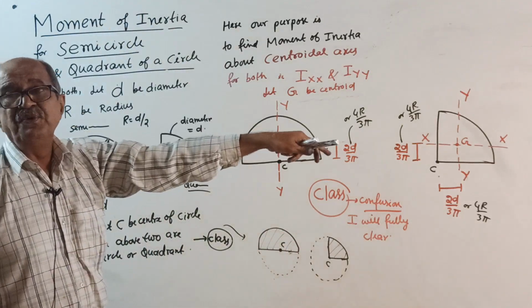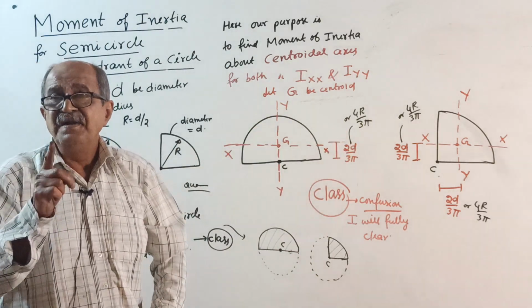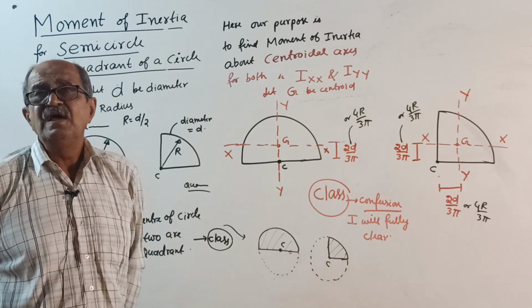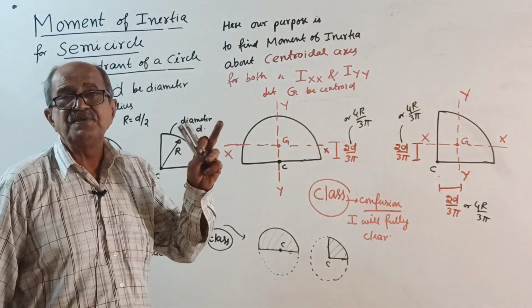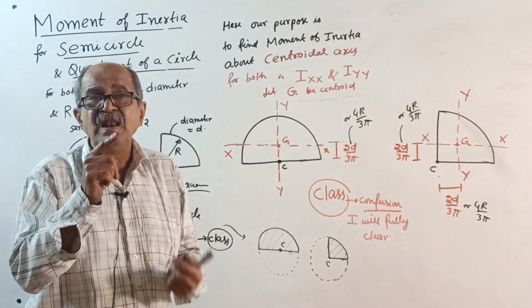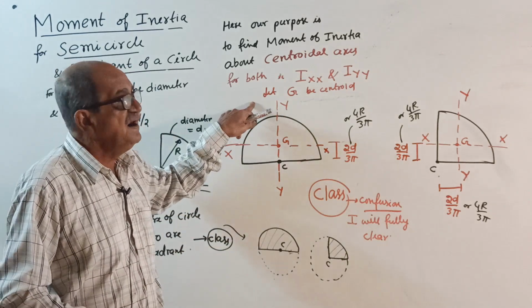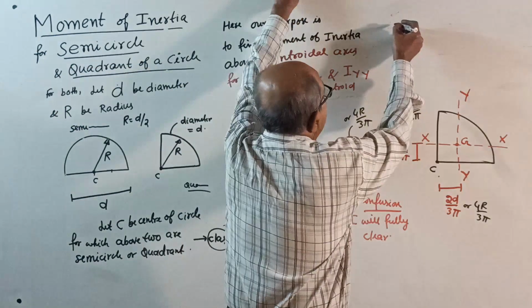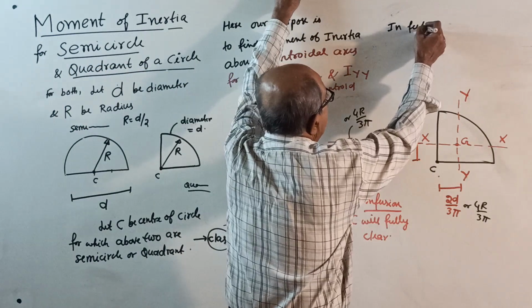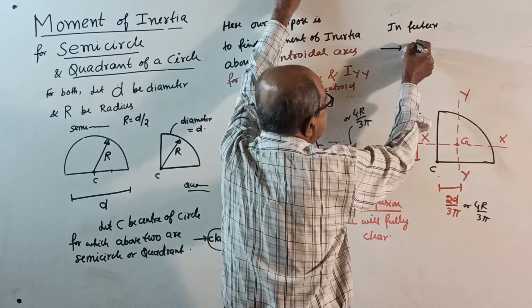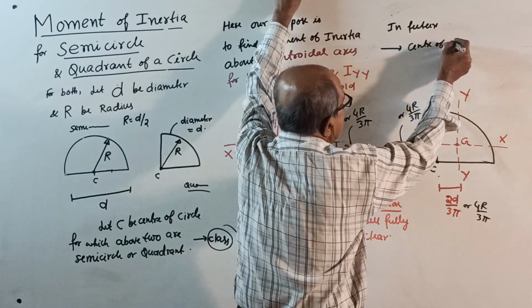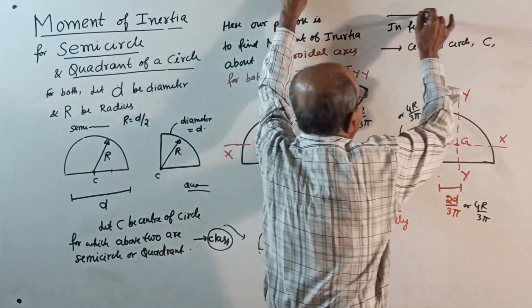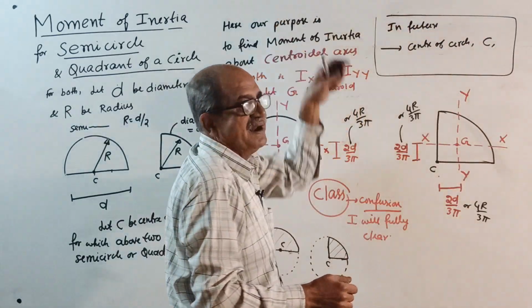So in future, if I mark the center of the circle, understand that someone might comment, Sir, you talked about a semicircle and now you are talking about a circle. If I say C, center of the circle, it means the center of the circle for which our considered area is either a semicircle or a quadrant of a circle. I will make a note here so I won't waste time every class. In future, whenever I say center of a circle, that is C, write a note here. Please do not argue with me about it.